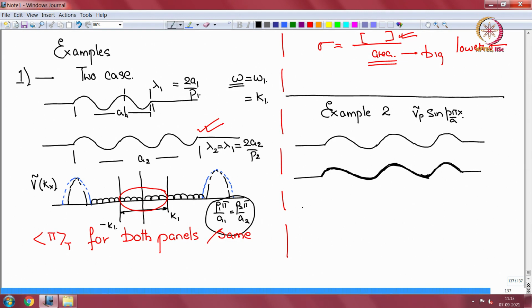So this panel is vibrating at its own resonance omega 1n, and this panel at its own resonance omega 2n. However, the wavelengths are the same. The lambdas are the same for both, or P pi by A is the same for both.